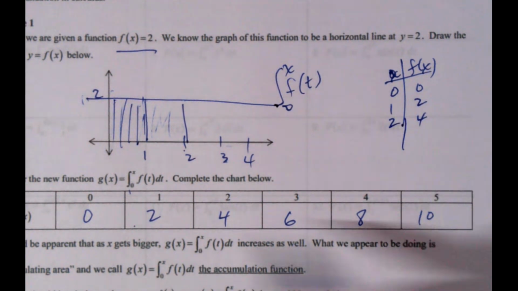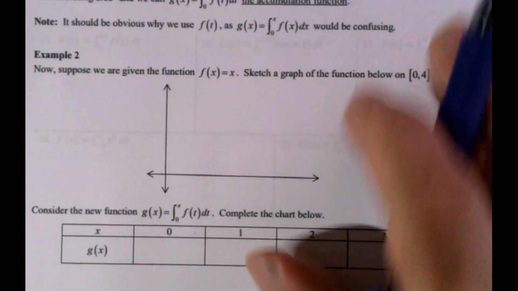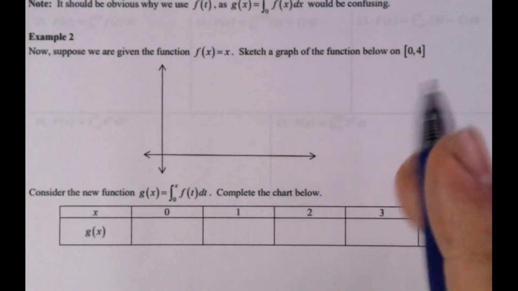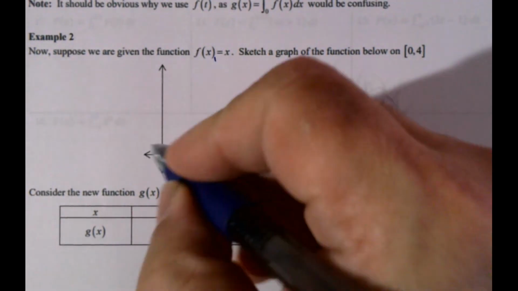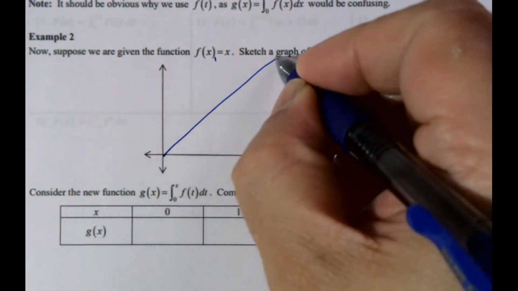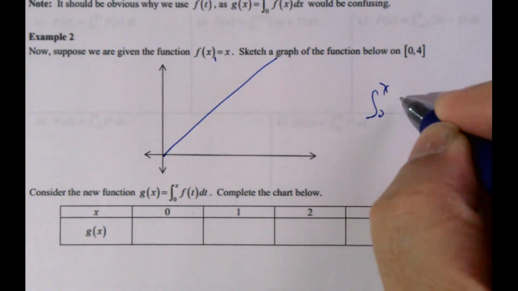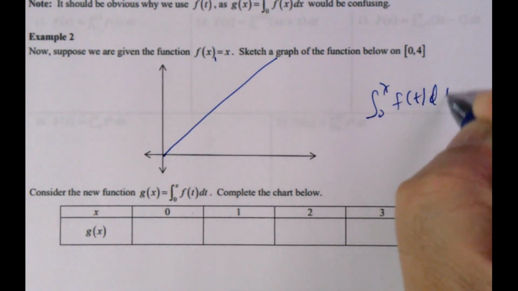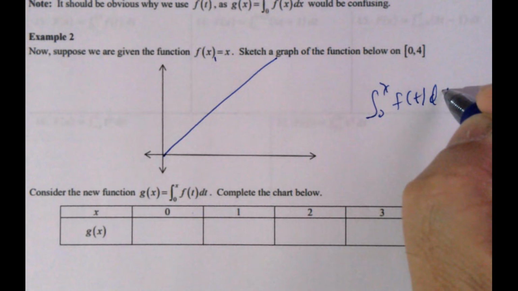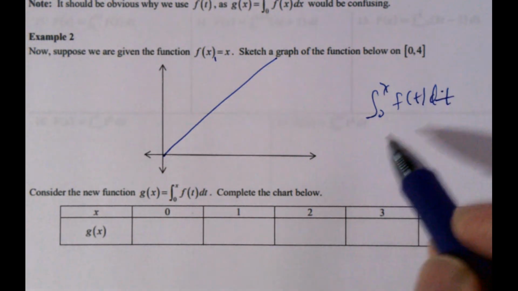That's what this table was. All right, now let's look at the next one. Okay, so this time the line is f of x equals x. Again, we're doing this thing from 0 to x of f of t dt.